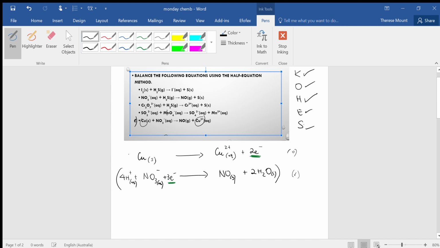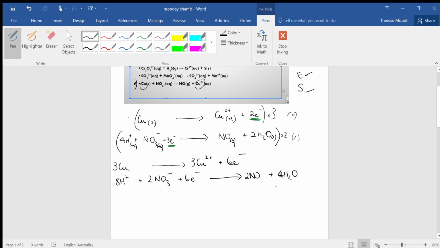So I'm going to multiply everything here by 2 to get that to 6, and I'm going to multiply everything here by 3 to get that to 6. So 3 copper ions plus 6 electrons. 8H plus 2NO3 minus plus 6 electrons, 2NO plus 4 water.